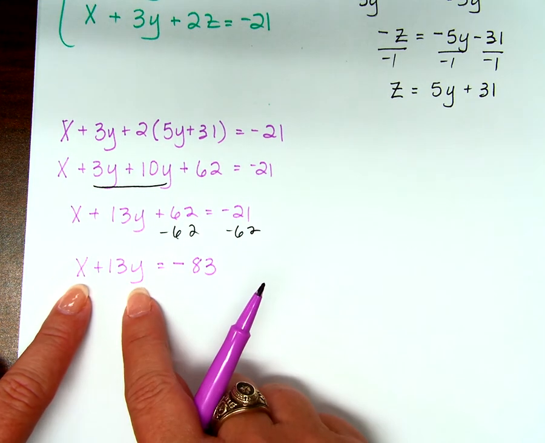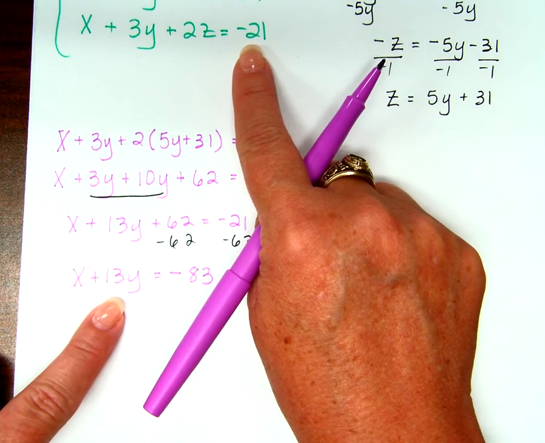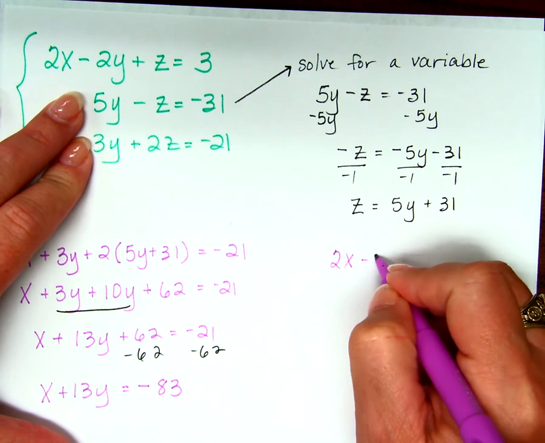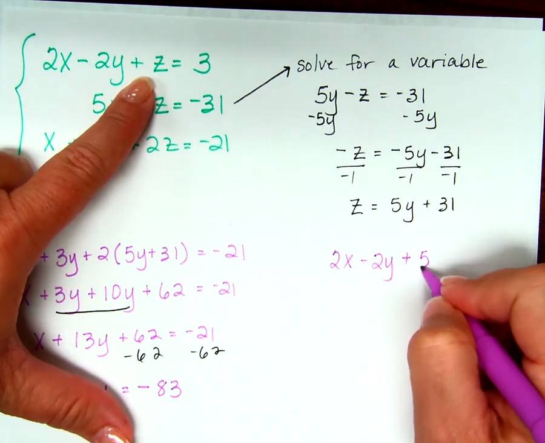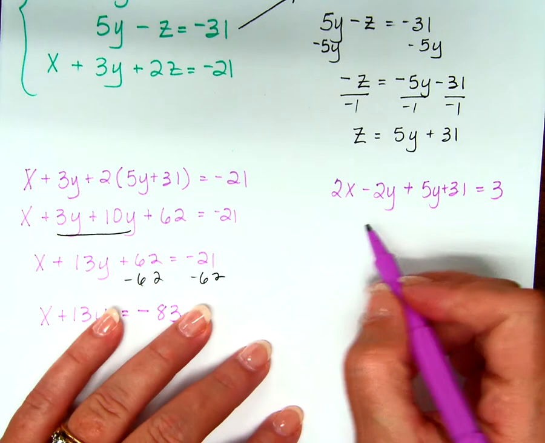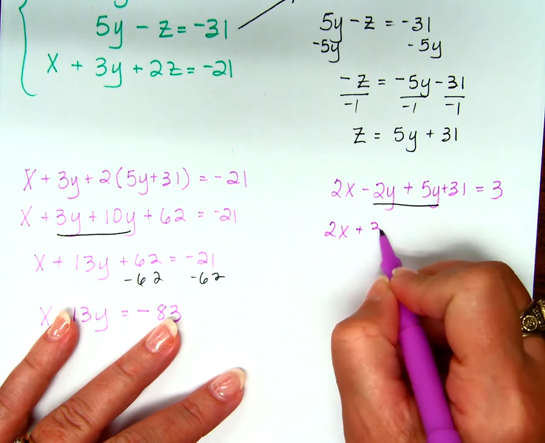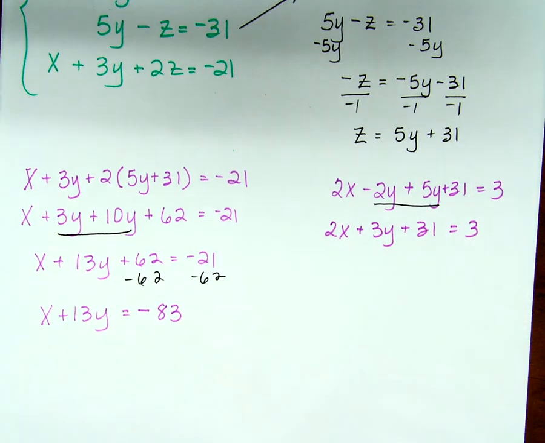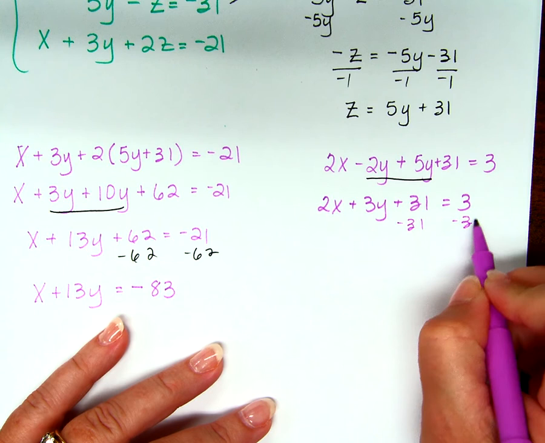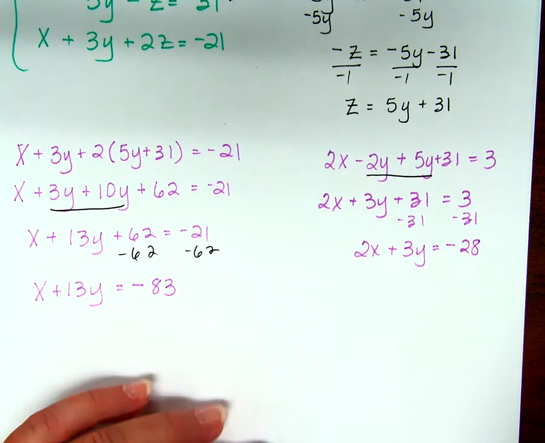How did I get this equation with x and y? I plugged z into the last equation. How do you think I might get another equation with just x and y? Plug z into the first equation, right? Okay, so 2x minus 2y plus z. So 5y plus 31 equals 3. Everybody understand where that came from? Okay. So now I'm going to combine my y's. 2x plus 3y plus 31 equals 3. And then subtract 31. 2x plus 3y equals negative 28, right?